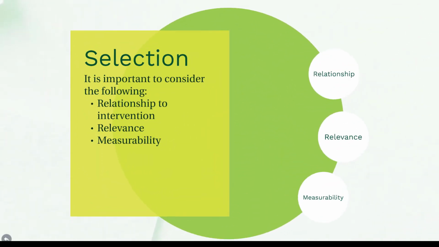So how do you select? It's important to consider the following things when picking your outcome. What is the relationship of the outcome to the intervention? What is the relevance of the outcome you've chosen? And what is the measurability of your outcome?